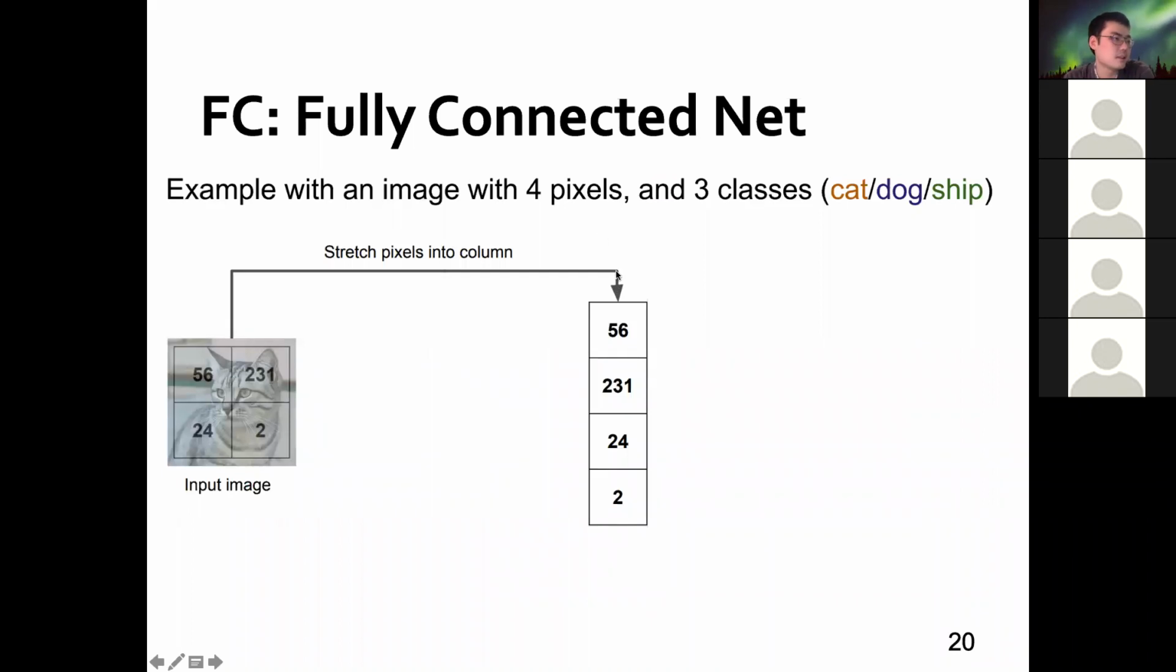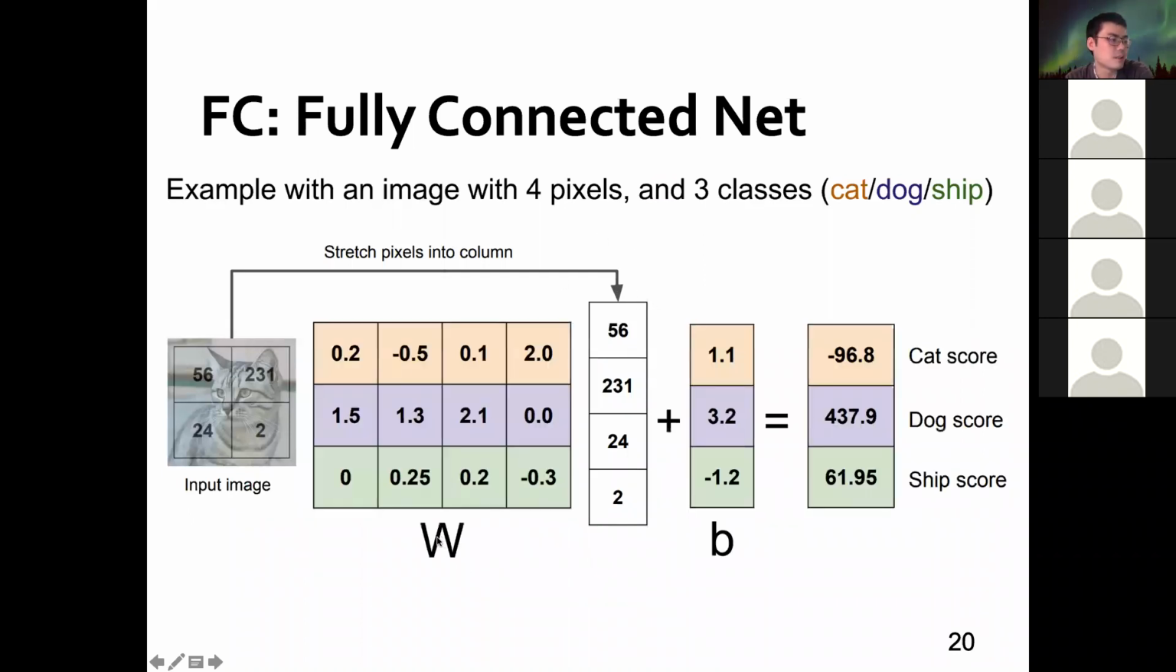Here's a way to help you understand. Now we have the matrix. Assume we have 3 classes: cat, dog, and ship. We have this W matrix times an input. The input is flattened into a column: we flatten the 4 pixels into a vector of 4 elements. Then we multiply by W and get the 3 class scores. But we will also add a bias term.